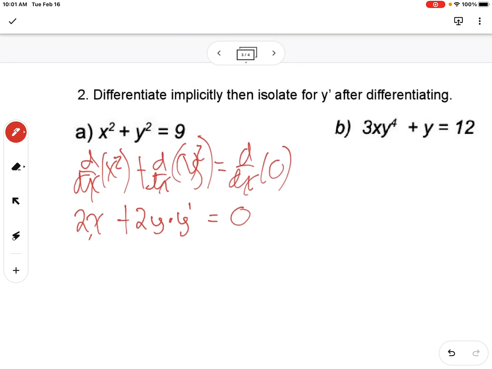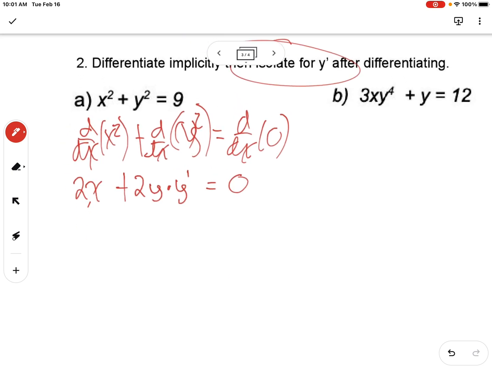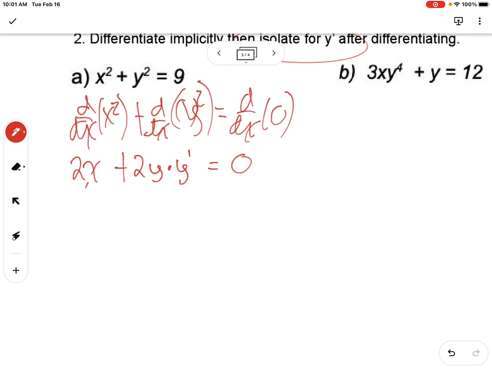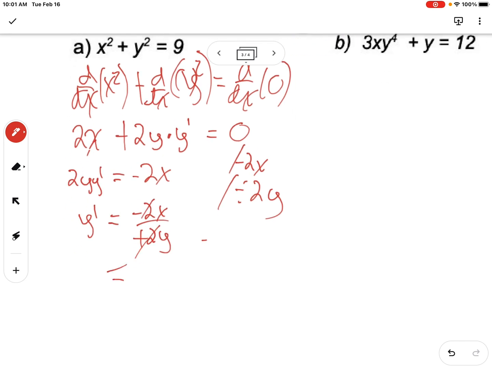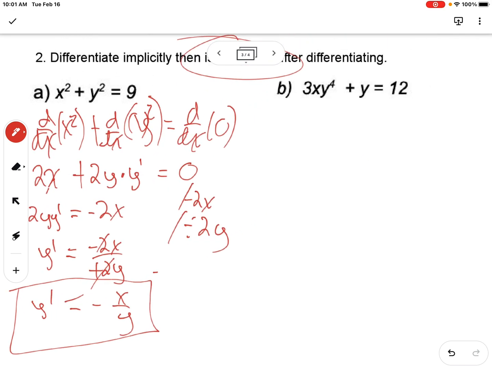Okay, now I have to isolate for y prime. And remember, that's just dy by dx. Every time you see y prime, it's the same as dy by dx. So I'm going to have to subtract 2x on both sides. And then what am I going to get? Well, I'm going to get 2y y prime equals -2x. And then I have to divide by 2y. So y prime will then equal -2x over positive 2y, which equals, the 2's divide out, so it's going to become -x over y. And that's the slope of any circle, -x over y. Okay, again, pause, rewind, go through this again. You should probably be writing these down.